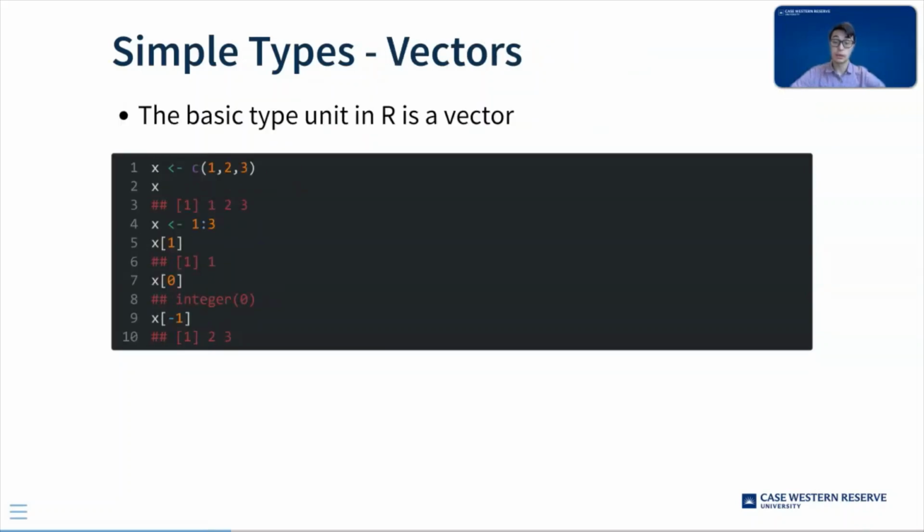The basic type unit in R is a vector. Therefore, we can supply R vectors like the examples shown below. We can do it by concatenating a list together using c and parentheses, or by using the colon, 1:3, which will generate a list of values from 1 to 3. We can also index these vectors by using square brackets.